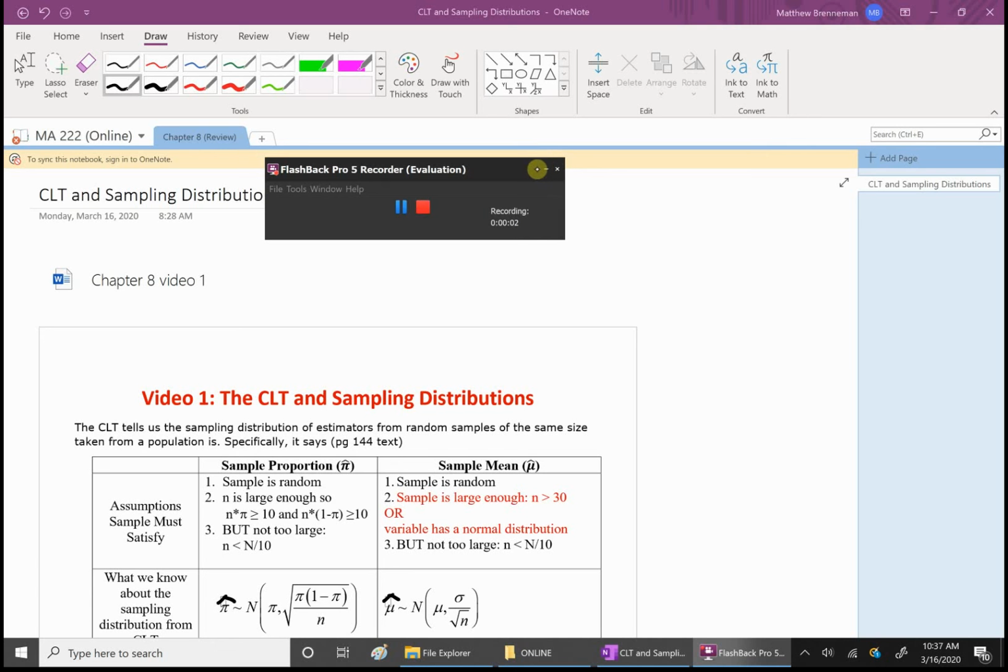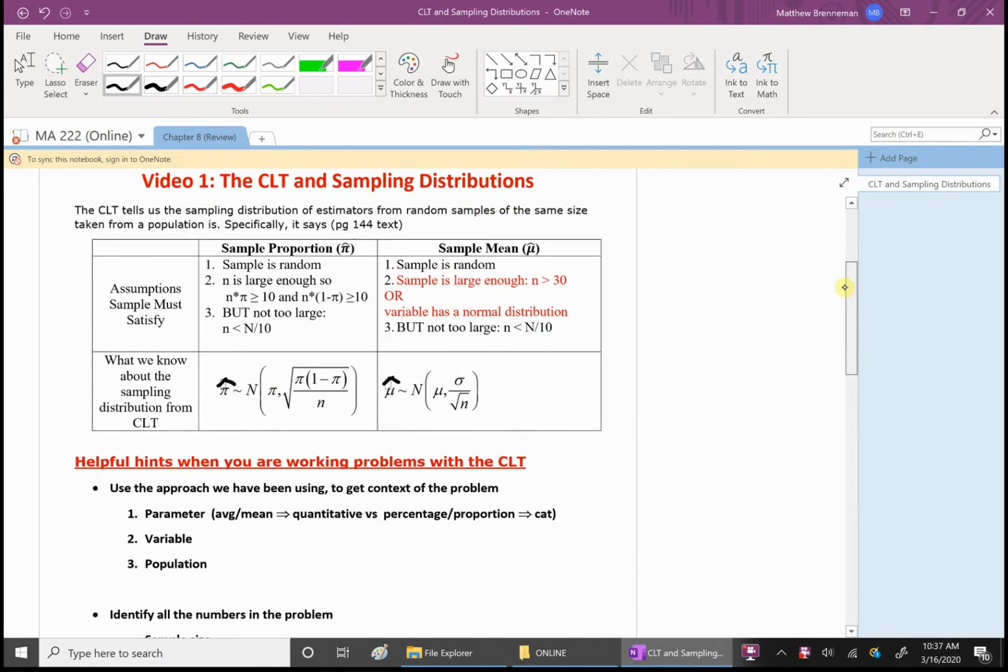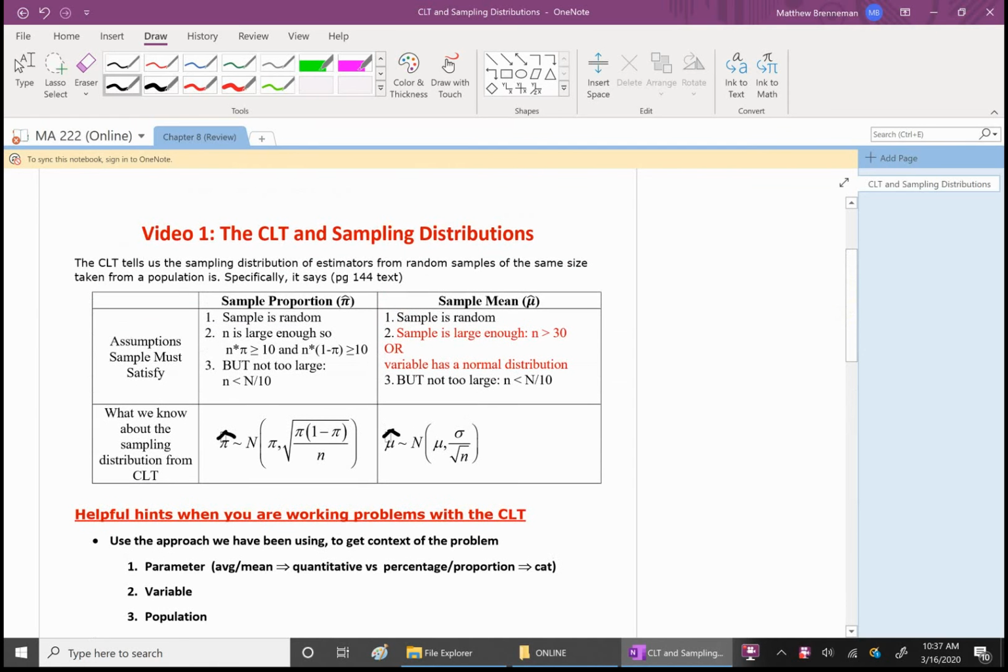Last Friday we finished chapter 8, but since it's been spring break and a little bit of time since we've covered it, let's just do a brief review. So, chapter 8 is really about the sampling distribution. We want to answer a question about a parameter, which we can't get because we can't get all the data from the population, so instead we take a sample.